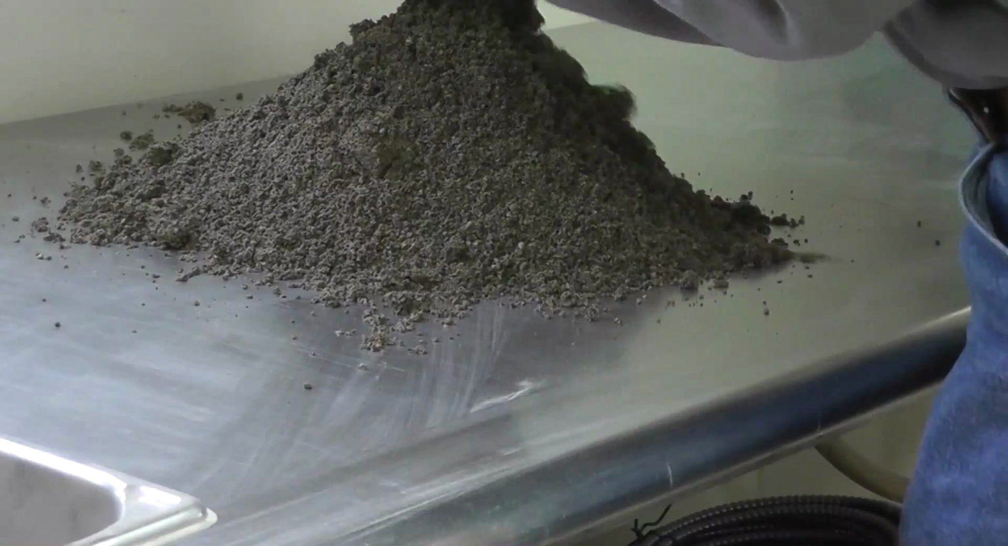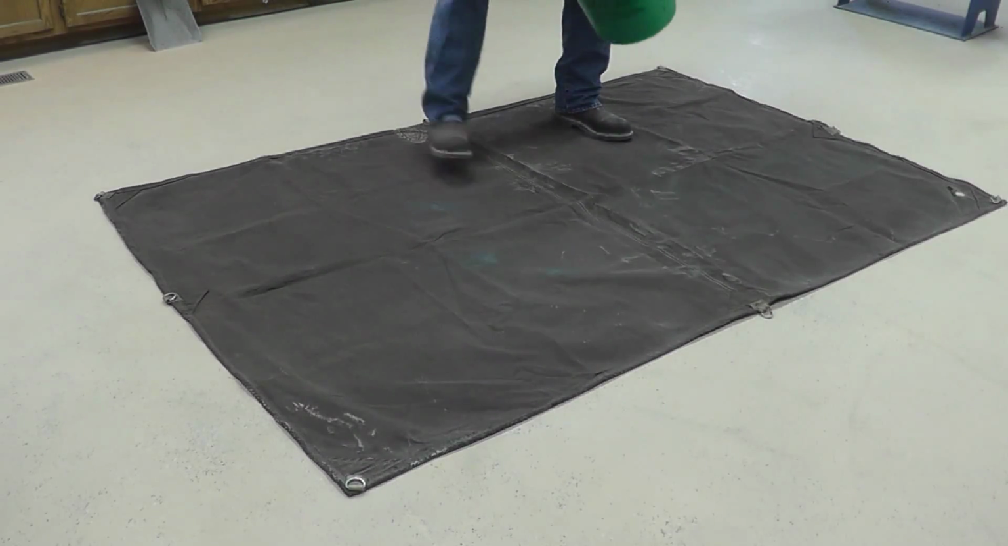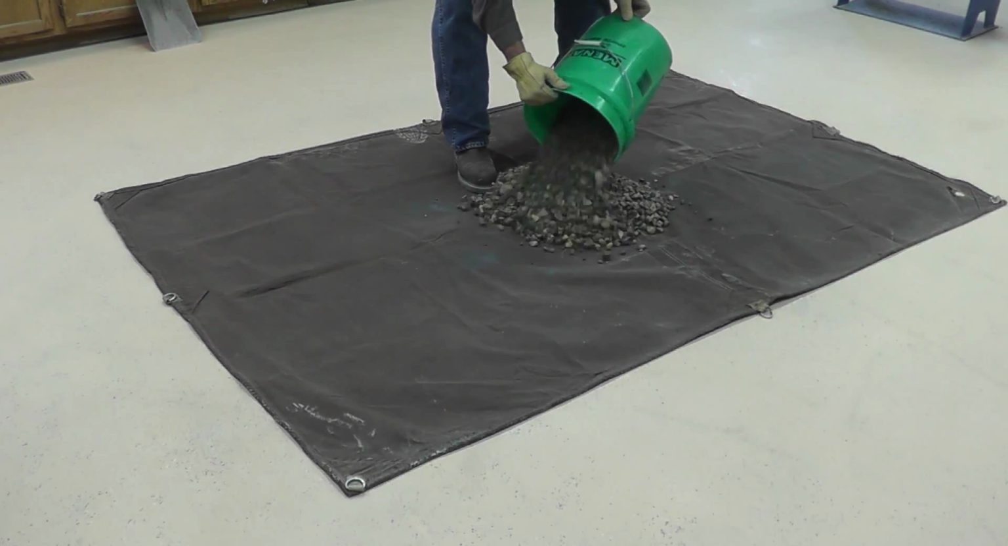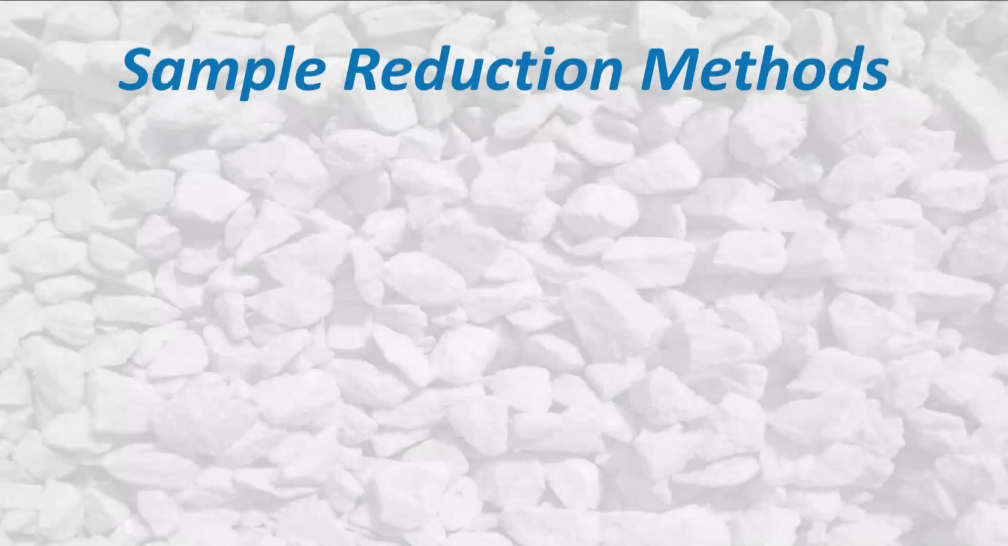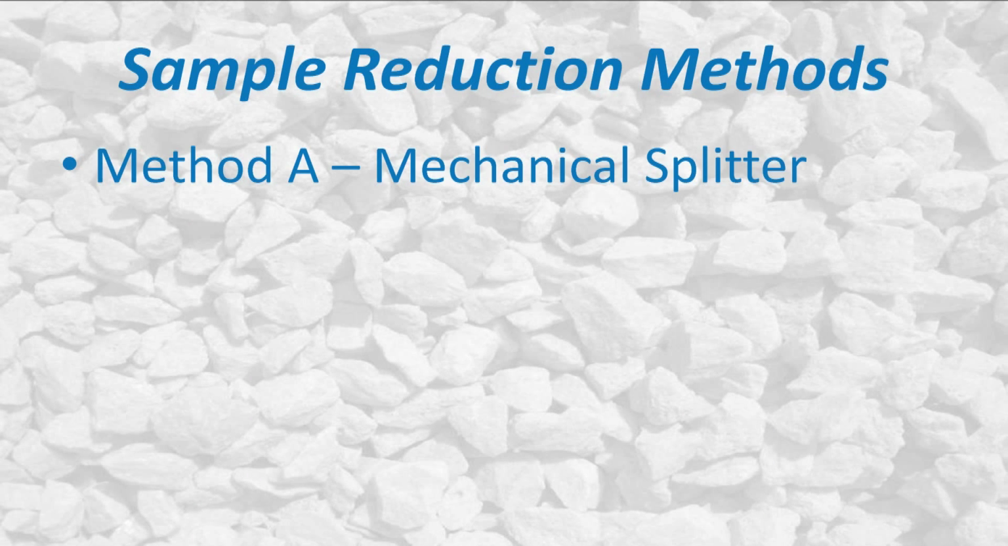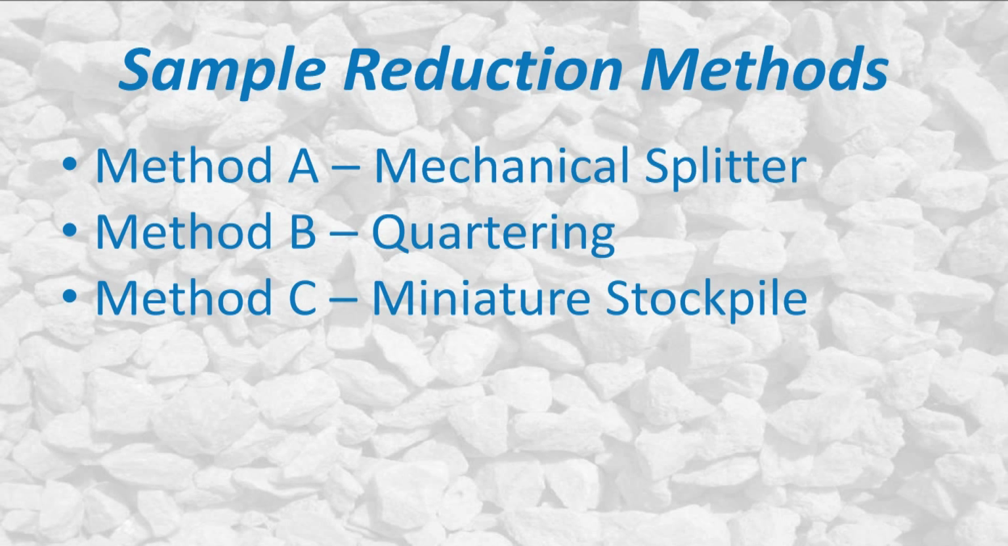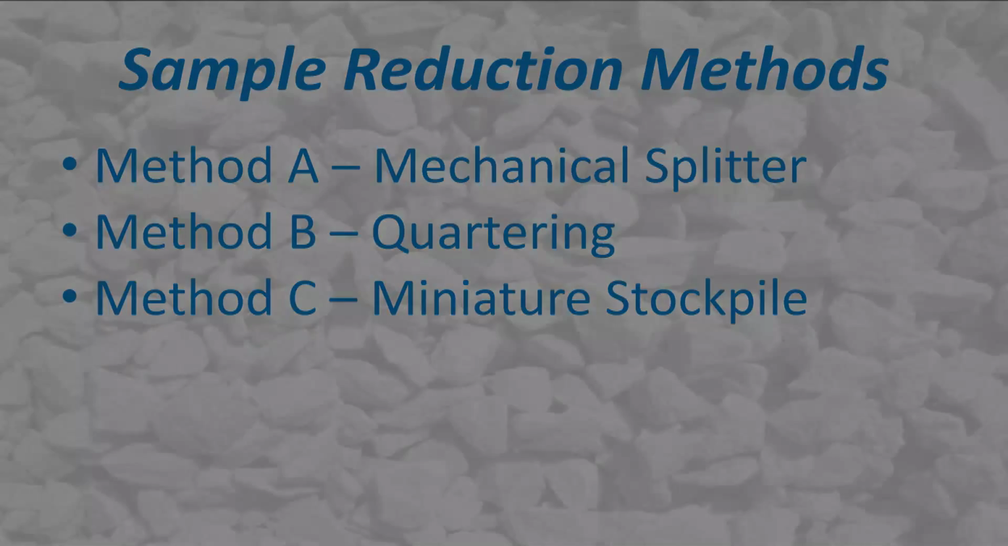Several methods of sample reduction will be described. The technician must be sure to use the appropriate technique dependent on such factors as aggregate size and moisture content. The reduction methods include Method A, mechanical splitter, Method B, quartering, and Method C, miniature stockpile.